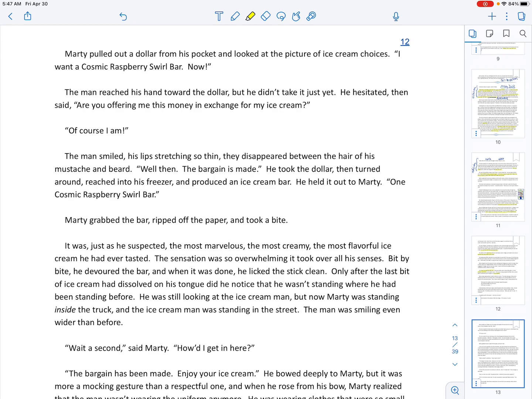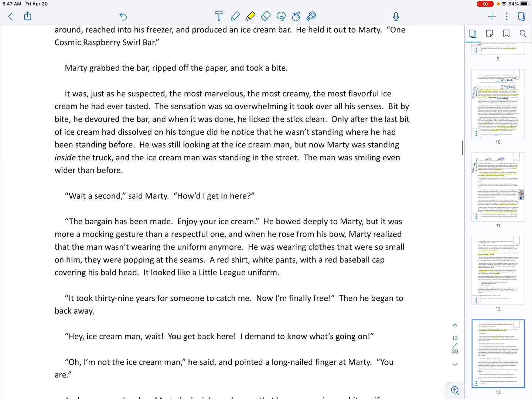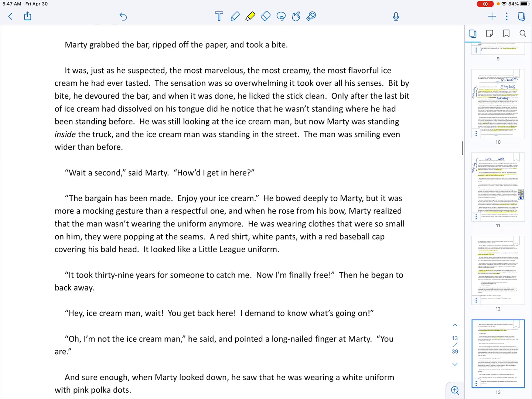Now this is interesting because usually when you buy ice cream, they don't say, "Are you offering me this money in exchange for my ice cream?" and the bargain is made. So again, negative signs that Marty's in for some trouble.